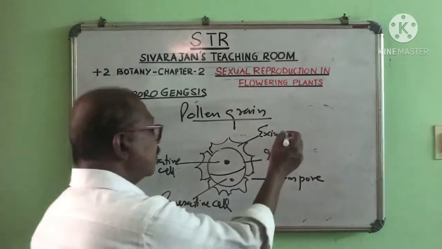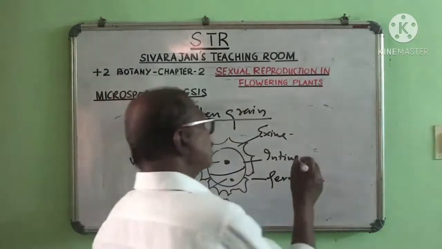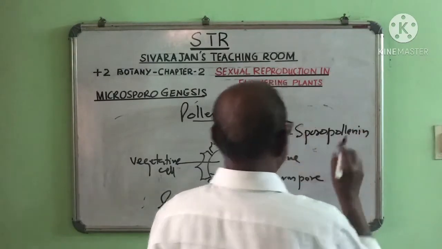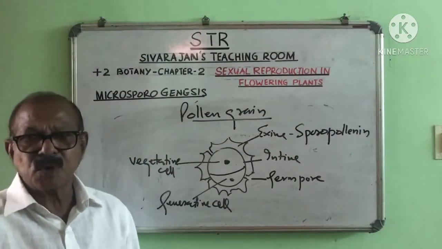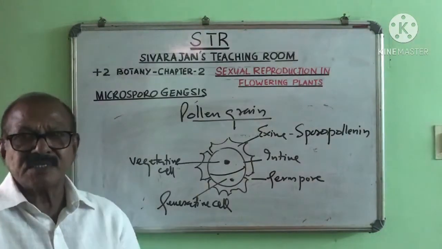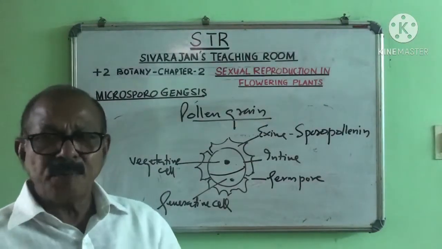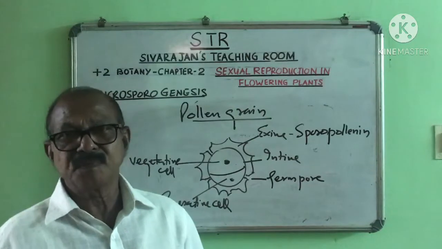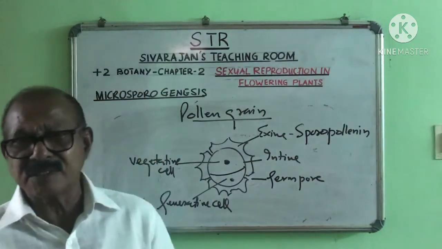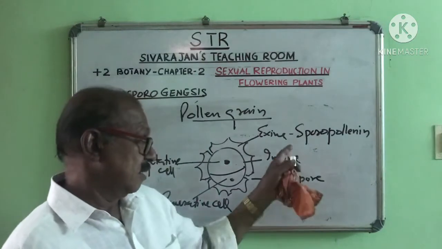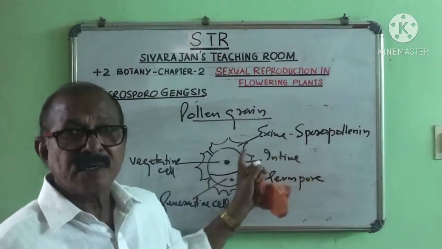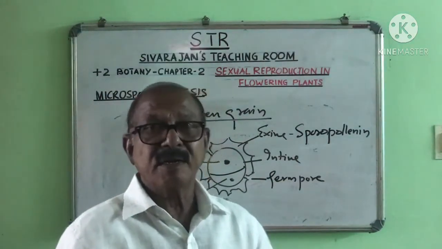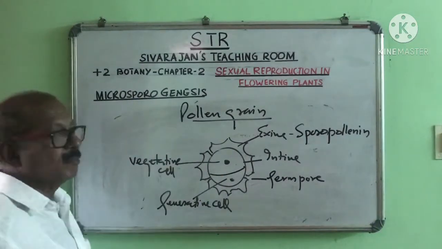The exine is made up of a substance called sporopollenin. It is such a substance that it cannot be degraded or destroyed by any non-chemical substance till now. Any alkali, acid or other chemical substance cannot destroy sporopollenin. So it protects the pollen grains for a longer time. So this is the structure of a pollen grain.